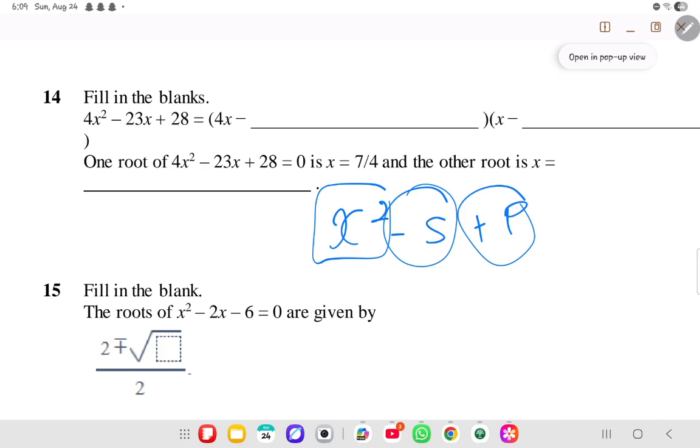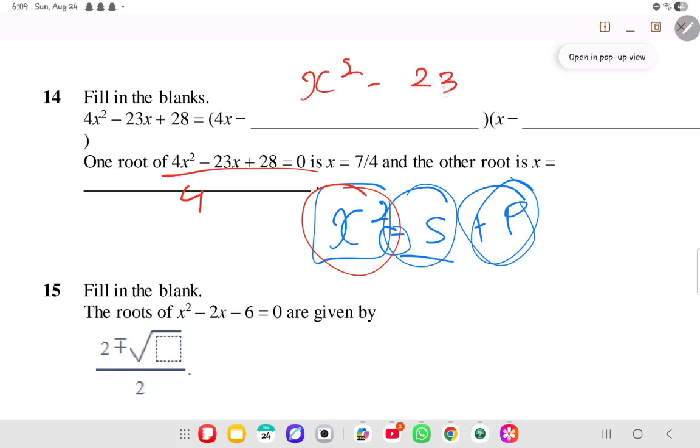So the two roots, you add them together, you will get the value of the sum. Of course, the minus is in the equation, not the sum number. And the two roots, you multiply them together, you get the product. I always prefer to work by the product. So in this case, let's make it x squared by dividing everything by 4. In this case, you'll get x squared minus 23 over 4 x plus 28 over 4, which is 7. Right? So 7 is equal to the first root, which is 7 over 4, times the second root, which is x.